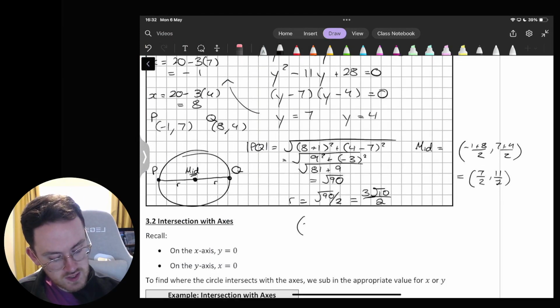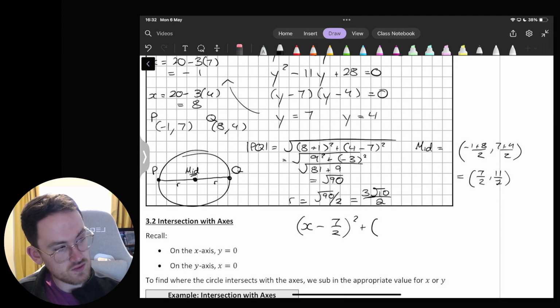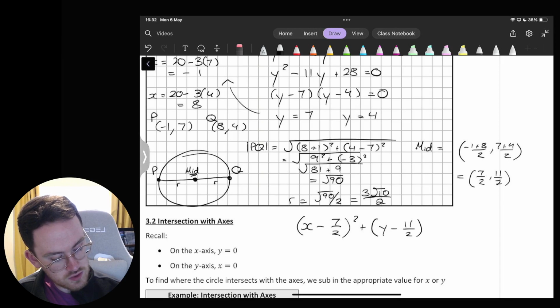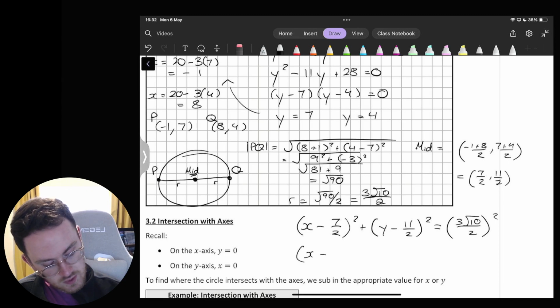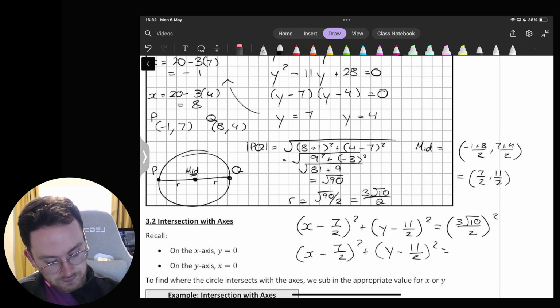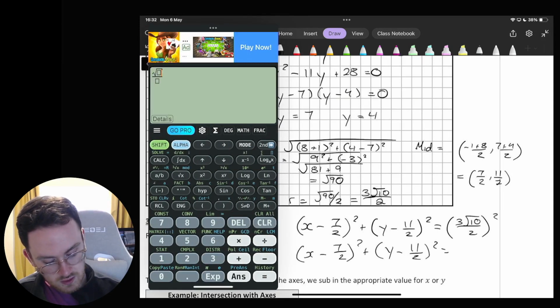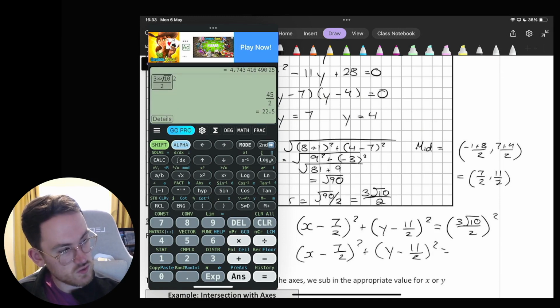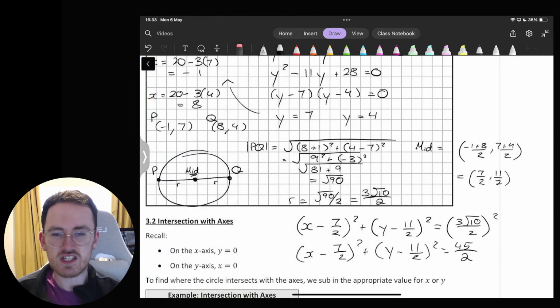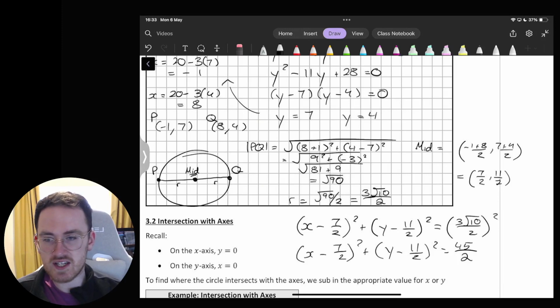So taking both of those, then subbing them in to find the equation of the circle, as was requested there. (x minus 7/2) squared plus (y minus 11/2) squared equals (3 root 10 over 2) all squared. And we'll see then if squaring that reduces down to something nicer for us in terms of the equation there. So let's have a look. Oops, sorry, I keep hitting the wrong button. 3 root 10 over 2, and we're going to be squaring that answer, and it just gives me 45 over 2. Okay, and I could multiply across by 2 there as well if I wanted to, just to eliminate that fraction, but it doesn't actually give me an expression there that is much nicer.